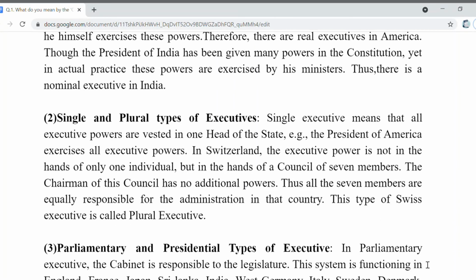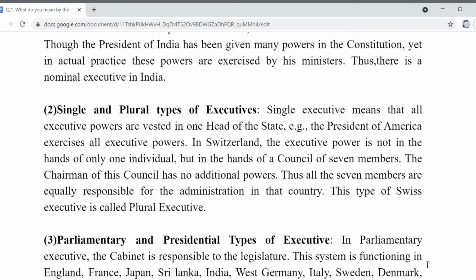Single and plural types of executive. Single executive का मतलब ये है कि वो executive power जो already एक head of the state के पास है and the president of America exercises all executive powers. तो वो single executive powers उसी के पास हैं, सारे powers under that head of the state rely out करते हैं. And the chairman of his council has no additional power. Thus, all the 7 members are equally responsible for the administration in that country. इस type के executive को plural executive कहते हैं.